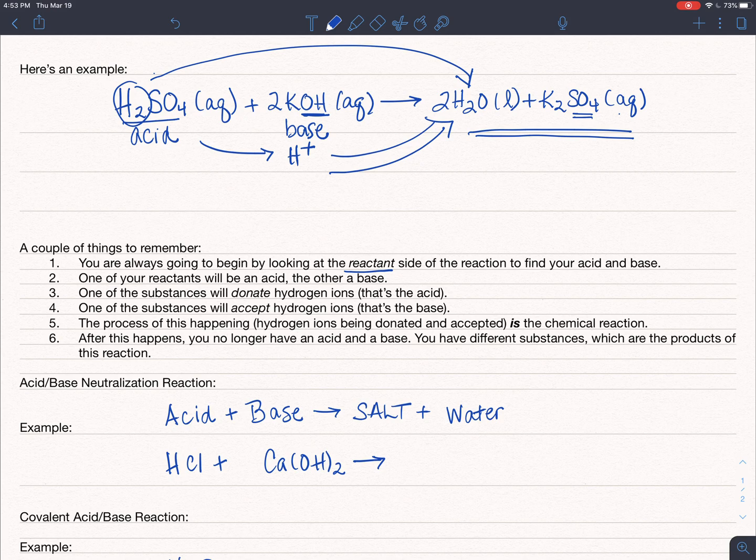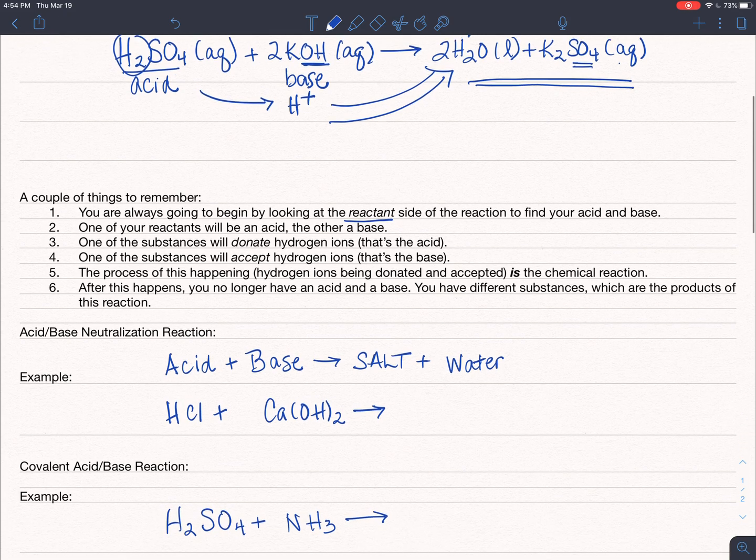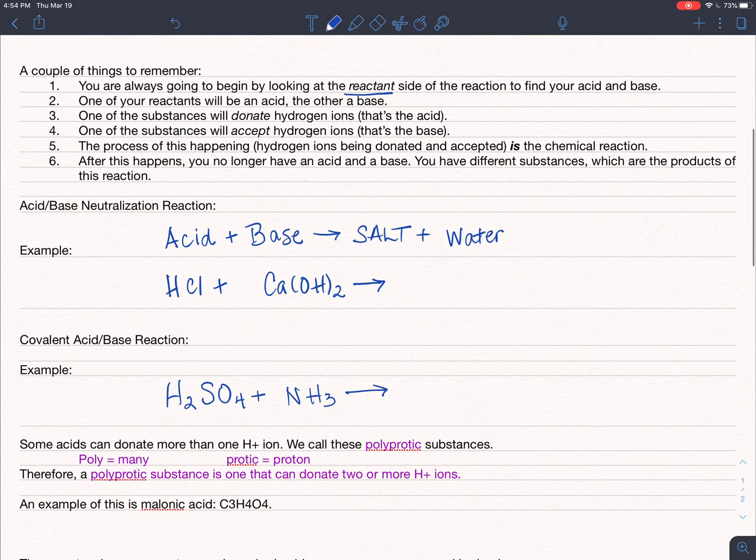This is a very unique type of acid-base reaction, okay? So your acids and bases are always on the reactant side. One substance is the acid, the other one is the base. The process of this happening, the hydrogen ions being donated and accepted, is the chemical reaction. And as that happens, you no longer have an acid and a base. You have two different substances, which are the products of the reaction.